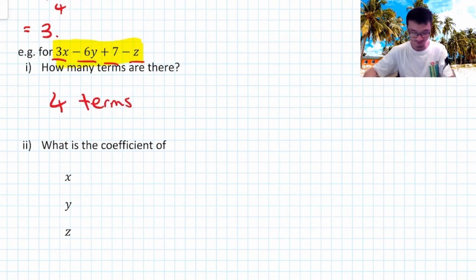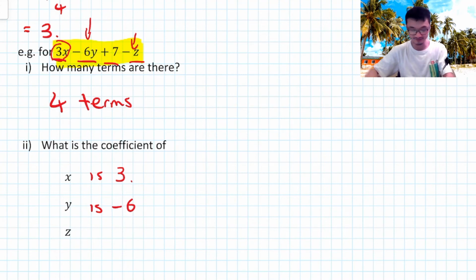When I'm looking for the coefficient though, you're looking for the number that's in front of these things. So for the first one, if you look at the first term there, there's 3x, so the number in front is 3. Be careful here though, the coefficient of y, they're expecting not just 6 because there's a 6 there, but you can see there's a negative 6 in front. So negative 6 is the coefficient of y.